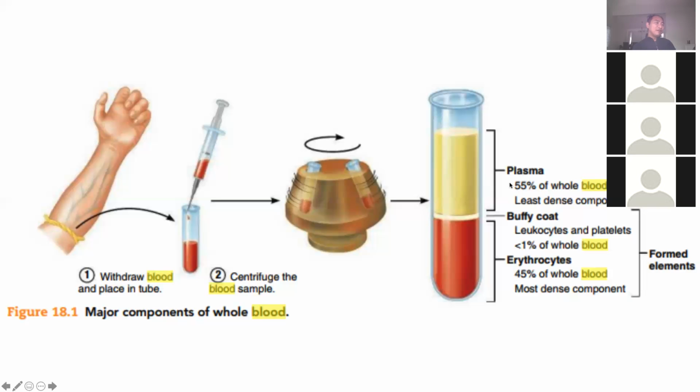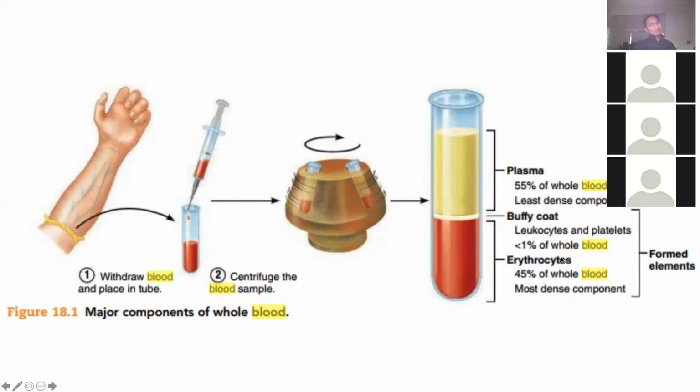So 55% is plasma and 45% is cell, and that 45% is mainly made of red blood cells. The white blood cells and platelets are less than 1%. Therefore, when we say cells are about 45%, that 45% is mainly made of RBC, because white blood cells and platelets are less than 1% of the whole blood.